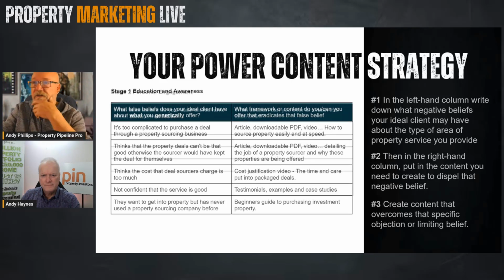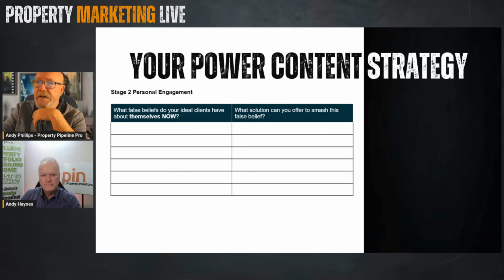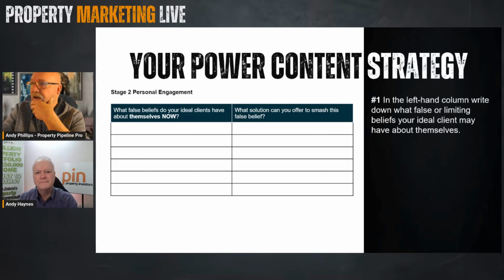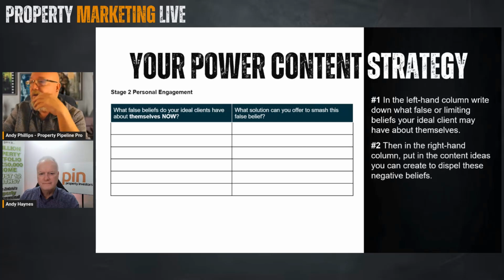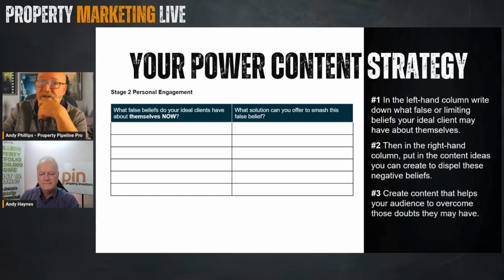The second one is, I think, even more powerful. And this is about personal content. So in the left-hand column, again, we want to write down the false or limiting beliefs your ideal client may have about themselves. As I said right at the top, you should be thinking about this, because they may think they're the problem. They may think that they may not be able to do it. They may not have the wherewithal, the skill sets to actually fulfill what that is. So again, in the right-hand column, we can put down the content ideas to create to dispel these negative beliefs. And then we go and create that content. So the third stage is actually going out and creating that content.